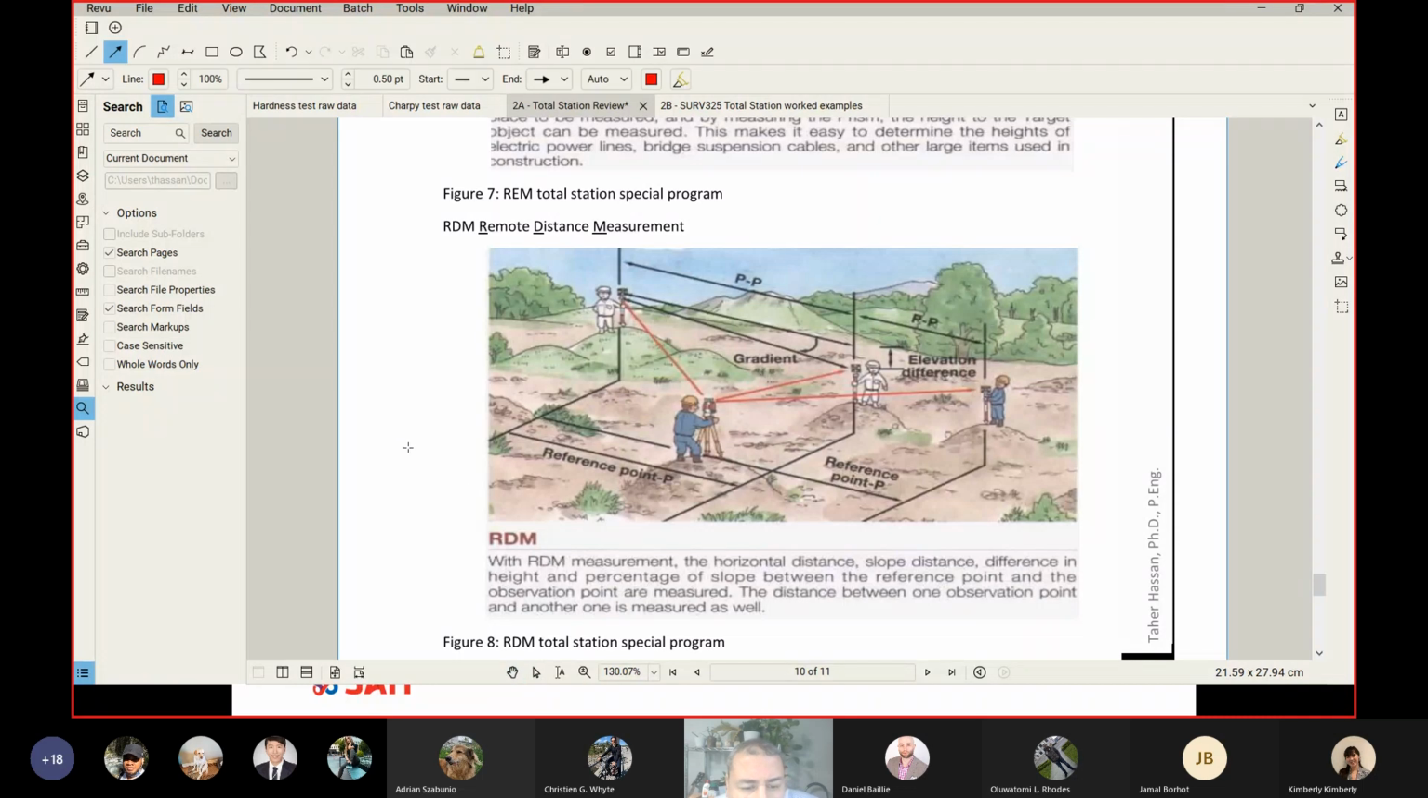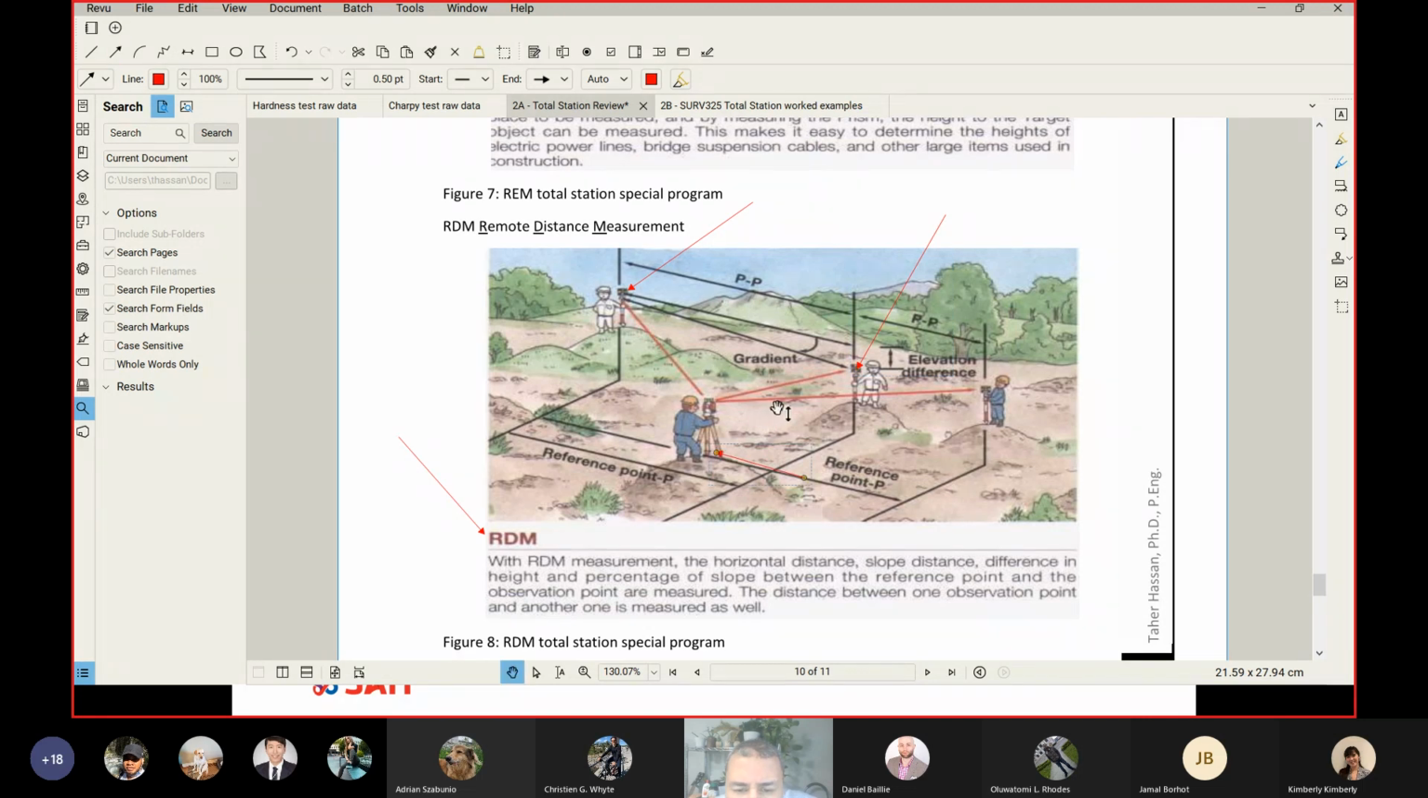And this is one of the special programs in total station. Look at the name, called RDM. This is exactly what I showed you a minute ago. Remote distance measurement, RDM. What it does is simply measure the distance between 2 points and also the elevation difference between 2 points. And I will be specific. This is your point A, and let's say this is your point B here. And where is point C? This is your point C, the third point.